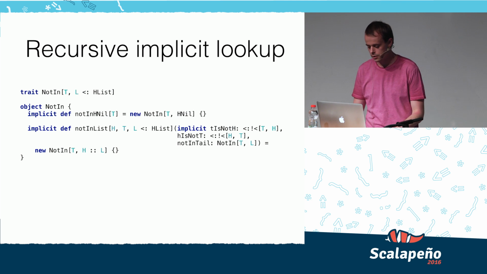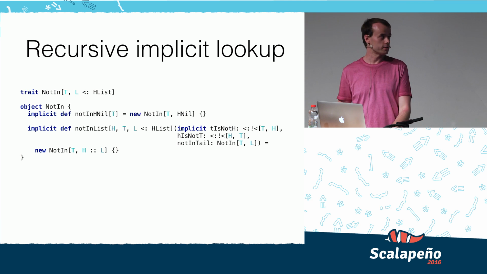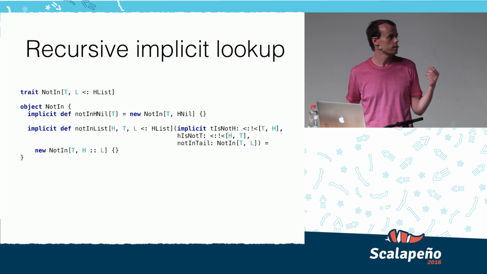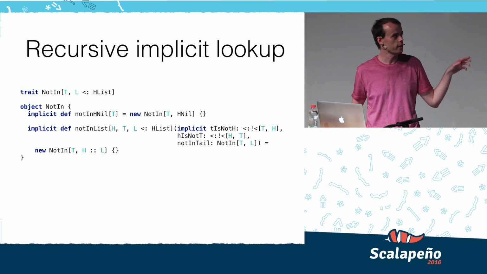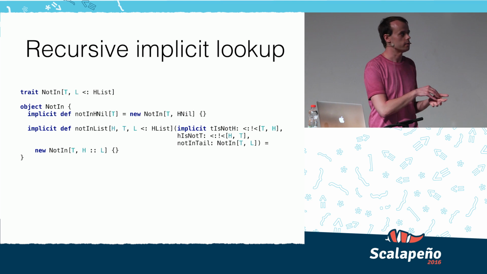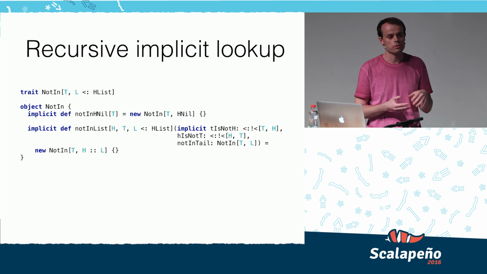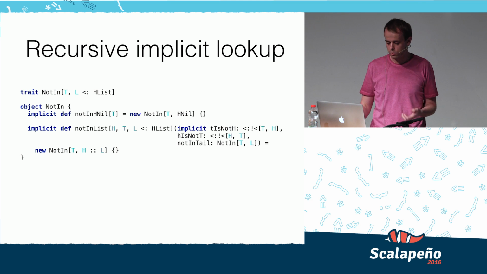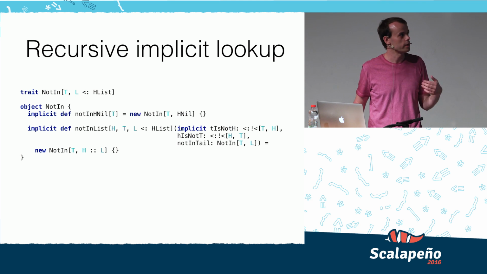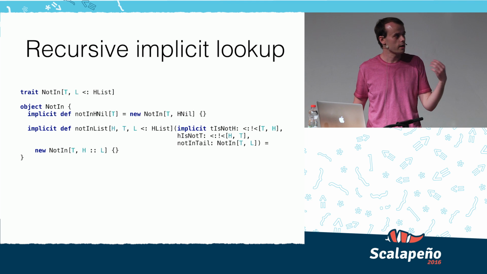So this is what we have here. We have two type parameters, our type T, and also two types defining the HList. So this is the head, H, and the tail, L. And we produce a NotIn instance parameterized by T and the HList constructed from those two types. So to apply this function, the compiler has to find other implicits.